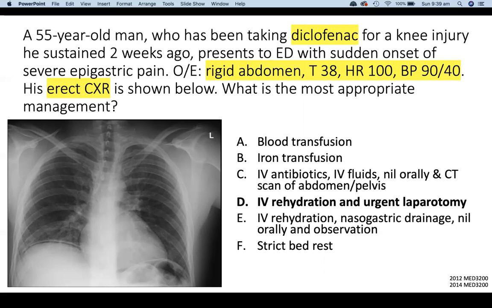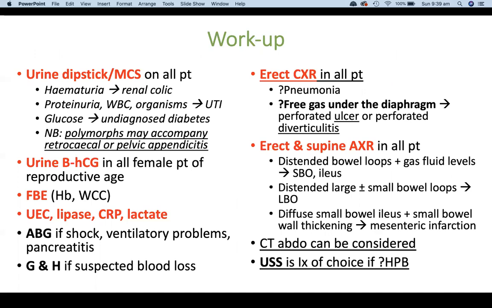But essentially in a workup for an acute abdomen, these are the things you want to do in pretty much all the patients. So never forget your urine beta HCG. That's really important to say in an OSCE. You want to do this workup: FBC, UEC, lipase, CRP, lactate in all patients. And then erect chest x-ray. And then you can mention abdominal x-ray. We don't really do erect anymore, but in an OSCE, they don't take marks away for saying extra things, so you can just say it anyway. And you can consider a CT abdo and ultrasound in particular situations.